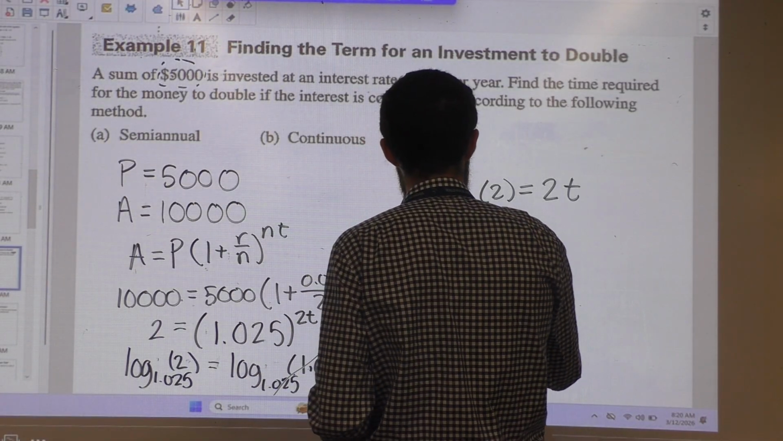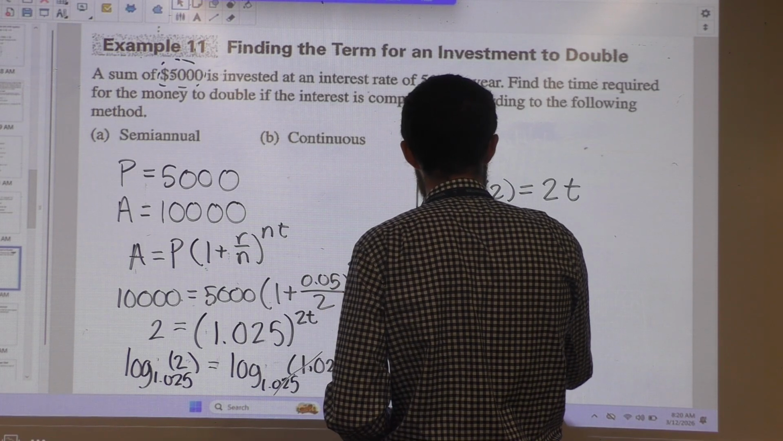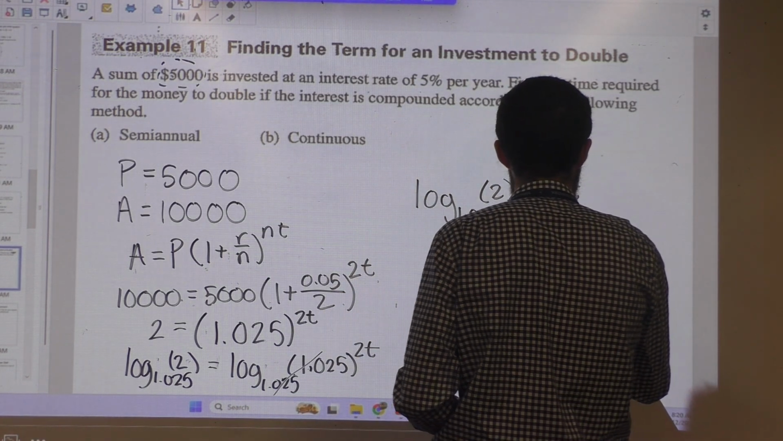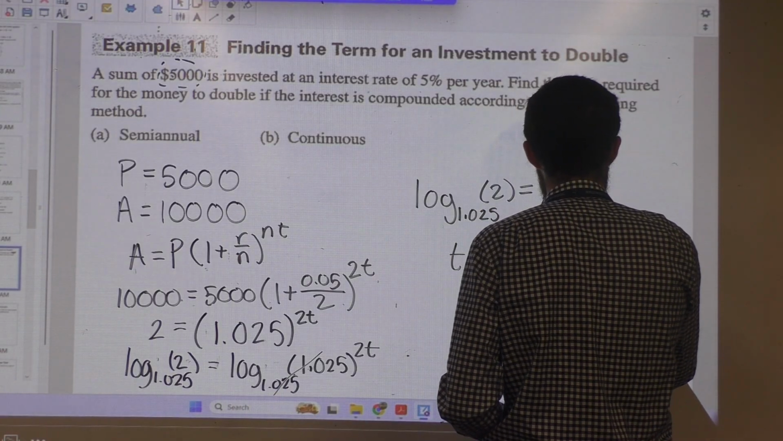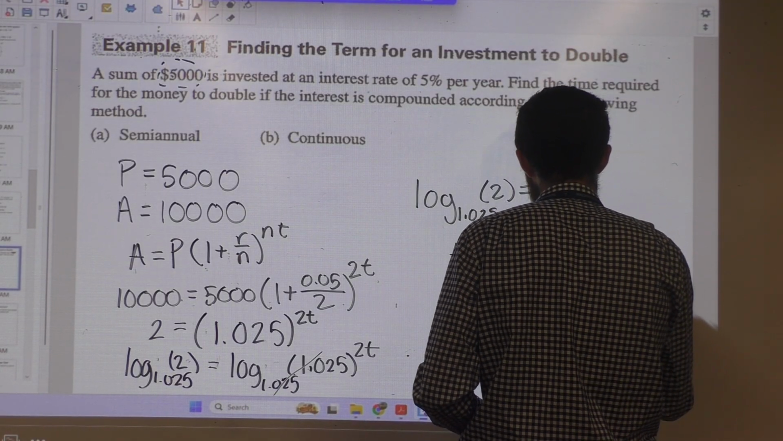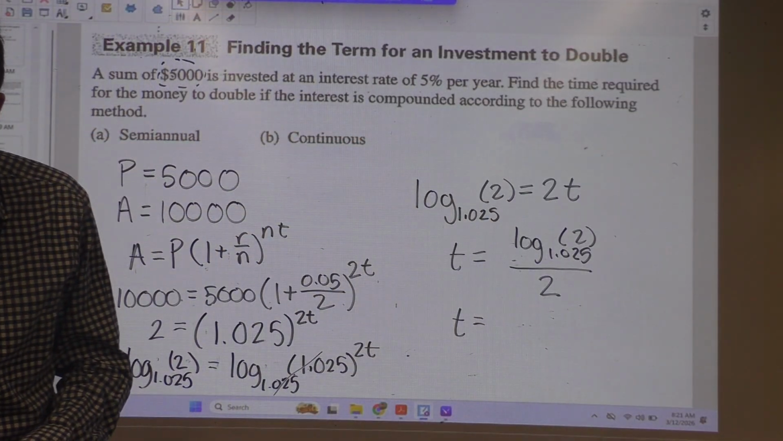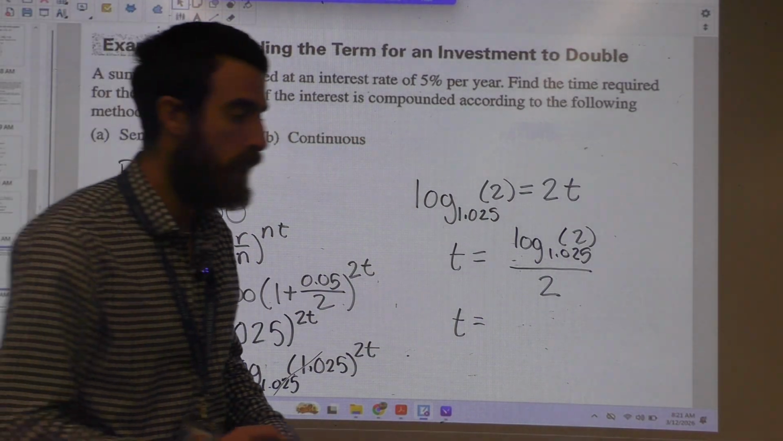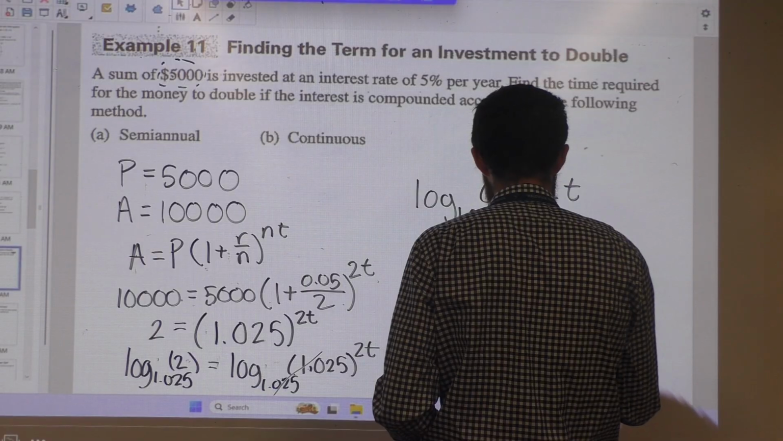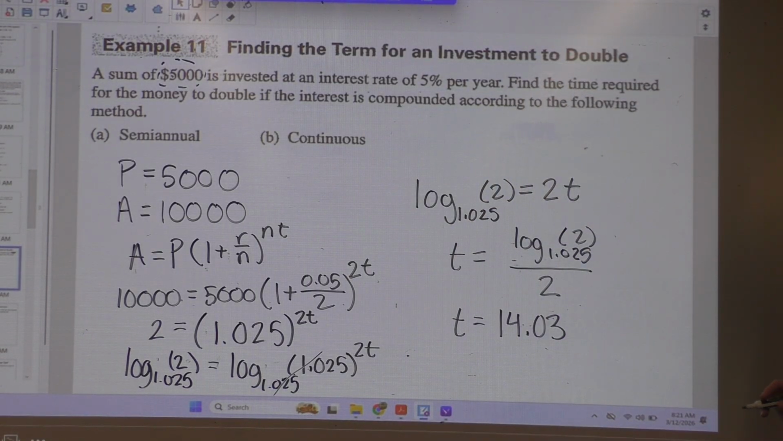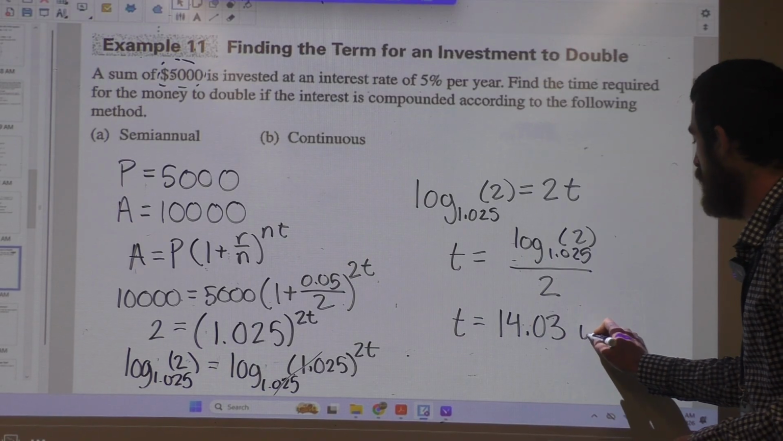28.1. Okay. Just switching around the equation, log base 1.025 of 2 divided by 2. So that's about 14 years then, eh? Divided by 2, 14.03. It is years, right? Years.